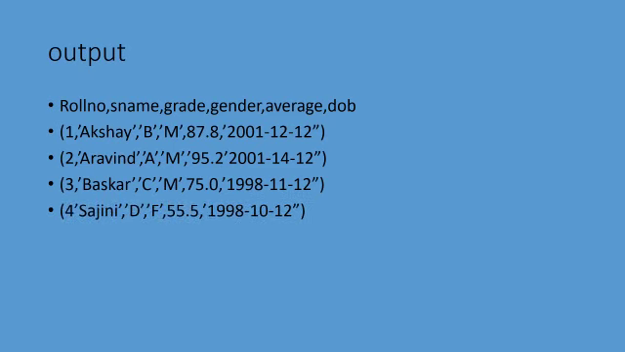First, we have given the heading row to be included, so all the headings will be displayed: roll number, student name, grade, gender, average, date of birth. And all the records will be displayed with gender in descending order and student name in ascending order. So this is the output for this program.